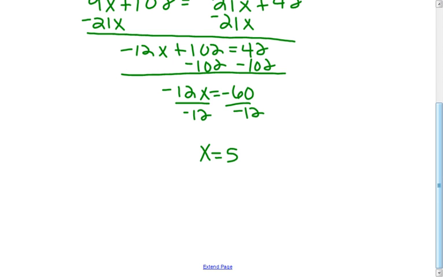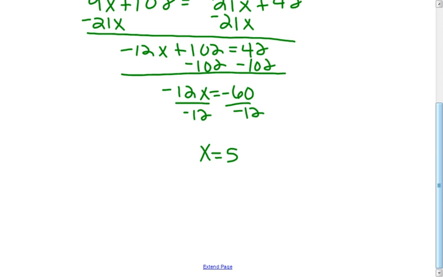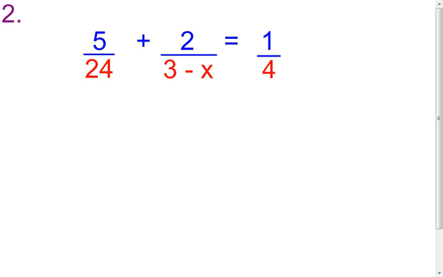You need to check these, or at least plug them into the equation and make sure that x is not something that makes the denominator 0. For instance, in this problem right here, x could not be negative 2 because negative 2 plus 2 would be 0, which would make that denominator be 0, which is illegal. So it's okay in this case that x is 5. If you want to go ahead and check it, you can. But at the very least, look at your denominators and make sure that x is not something that would turn that denominator into 0. Okay, so there's our first one.